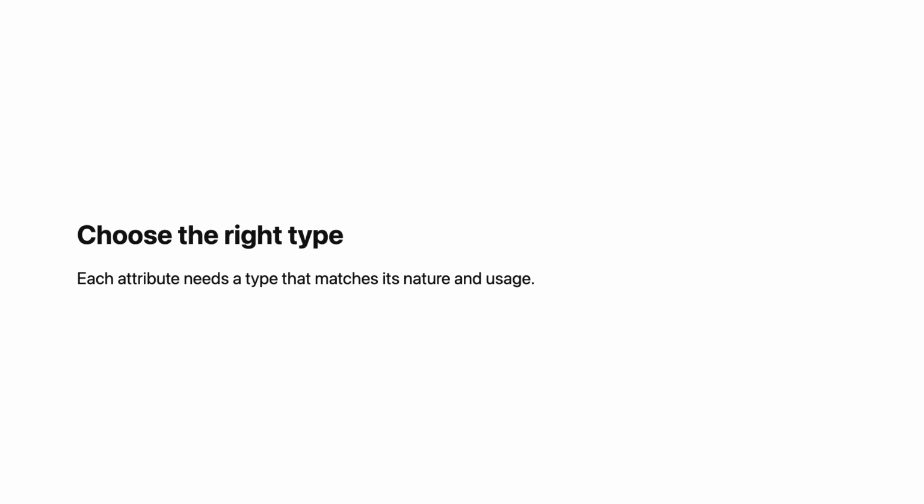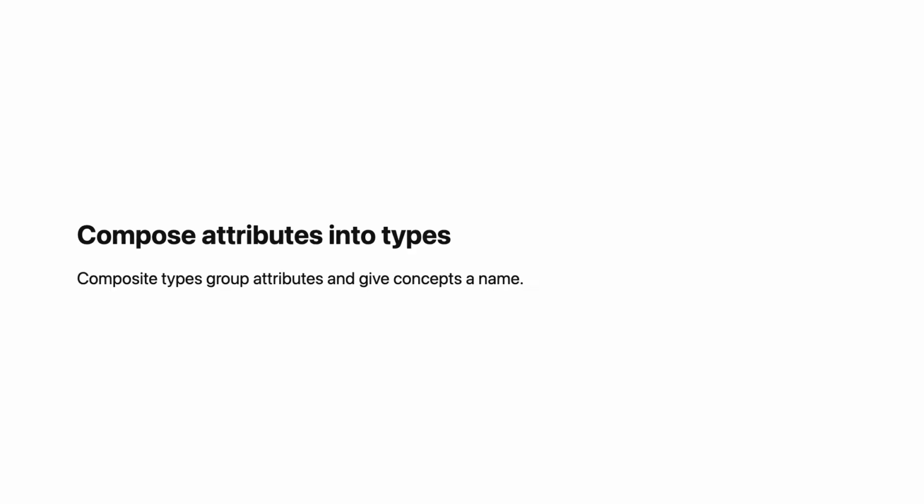Most concepts are not single values. They are groups of values. A book has title and author and pages. This is where composite types come in. You create a record or data class that groups the attributes together. A book type contains title of type string, author of type string, pages of type integer, published of type integer.